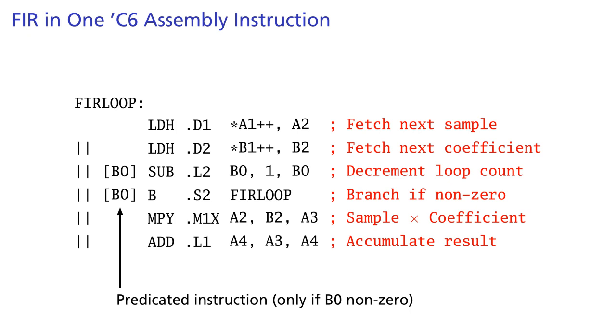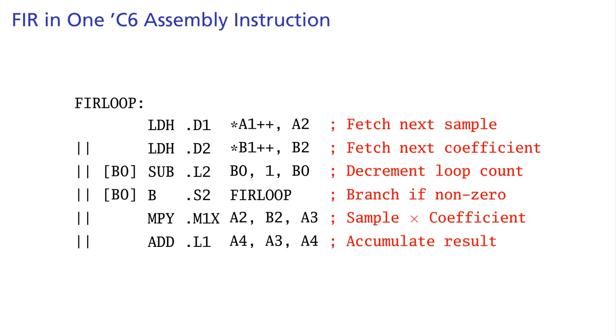In this code, a predicated branch instruction controls the number of iterations in the loop. The branch instruction runs only if register B0, which is being used as a loop counter, is non-zero. As a result, this instruction executes as many times as the count in B0, which is updated by the sub instruction. The VLIW approach was briefly popular among computer architects in the 1990s, but didn't stay around long.